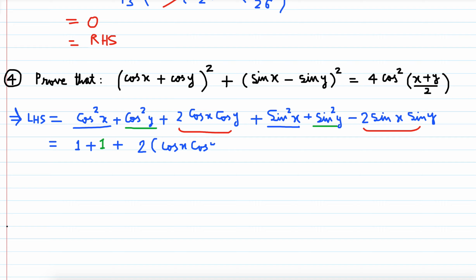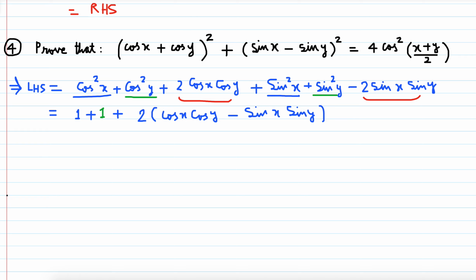Cos x cos y minus sin x sin y. And cos x cos y minus sin x sin y is equal to cos x plus y. So this becomes 2 plus 2, and this entire term inside the braces becomes cos x plus y. So this term becomes 2 plus 2 cos x plus y.